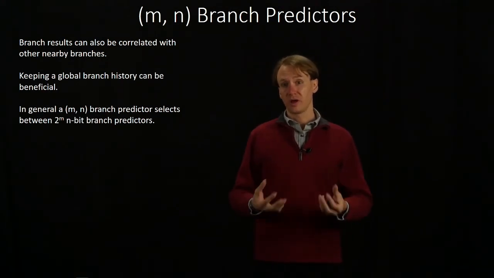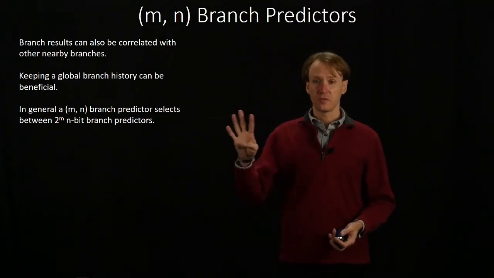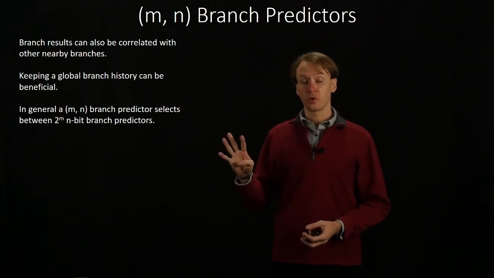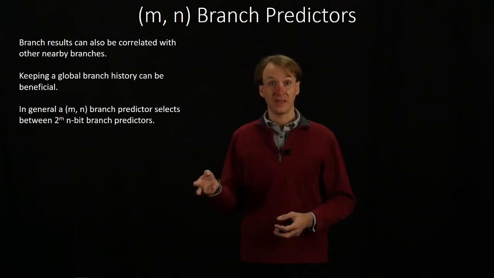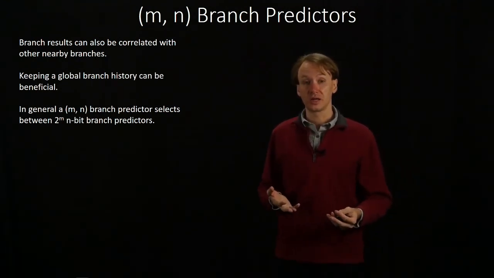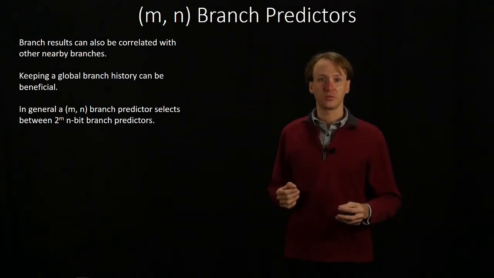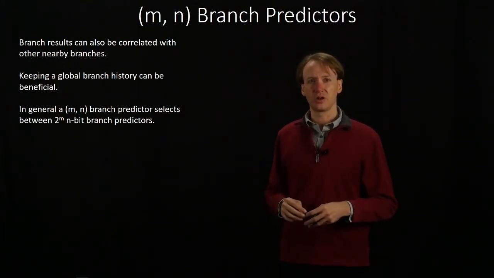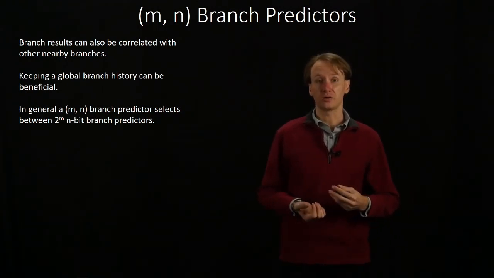One of the more popular methods of implementing these is a (2,2) branch predictor, which would give us 4 different 2-bit branch predictors to choose from. We choose which of those 4 branch predictors we're going to use based on the last 2 branches that we've either taken or not taken. Turns out this works really well. You can get up to 96% accuracy. So that's certainly more than the 93% that we had before. But that's still 4% more that we'd like to improve. So we'll look at some other ways that we might be able to improve that later as well.